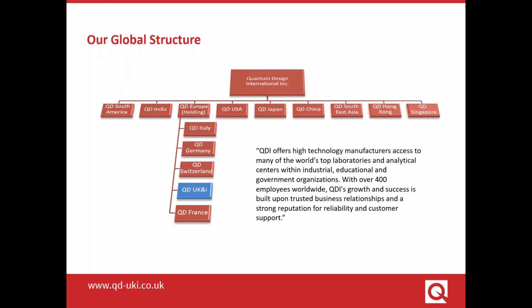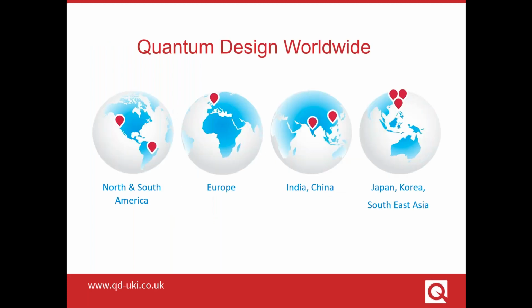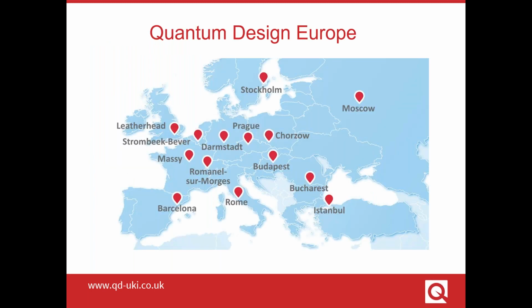This is a slide illustrating our global structure and explaining where the UK office sits within our European organisation and alongside our offices throughout Asia and the Americas. You can see we have a presence across the continents and all around the globe. Focusing on Europe, you can now see a map of our presence across many European territories through a combination of offices, distributors and partnerships.